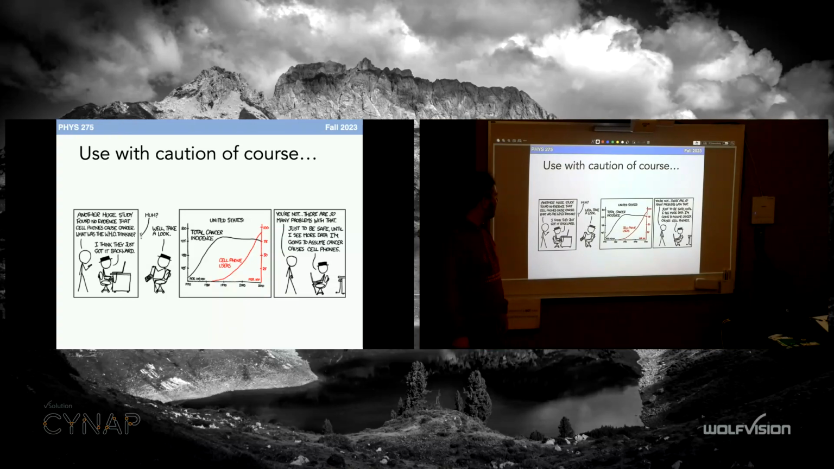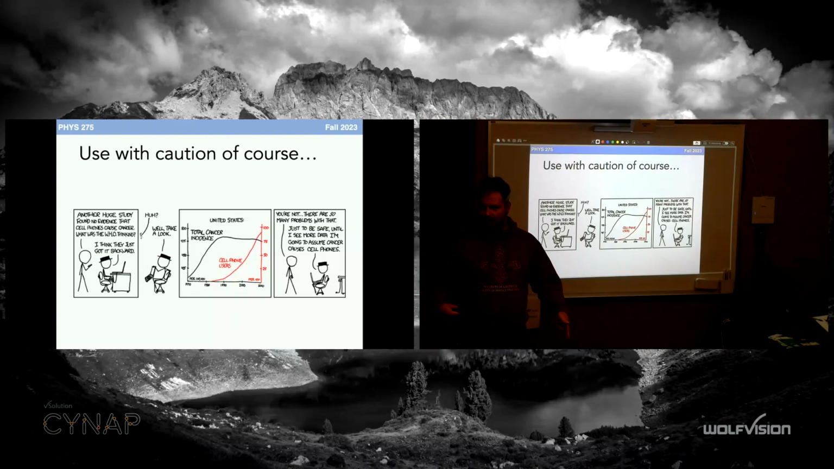Another huge study found no evidence that cell phones cause cancer. What's the WHO thinking? I think they got it backwards, huh? Well, take a look. You have total cancer incidence, it drops off, and then the cell phone users goes up. There's so many problems with that. To be safe, until I see more data, I'm going to assume all cancer causes cell phones, right?